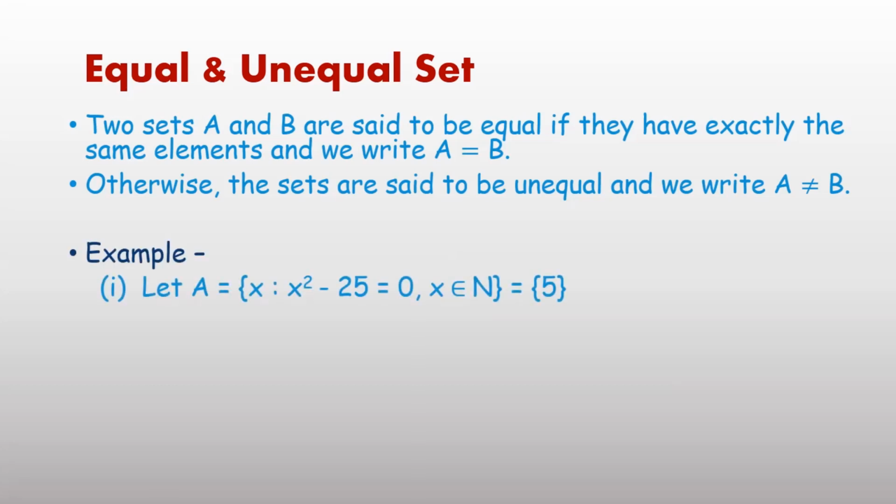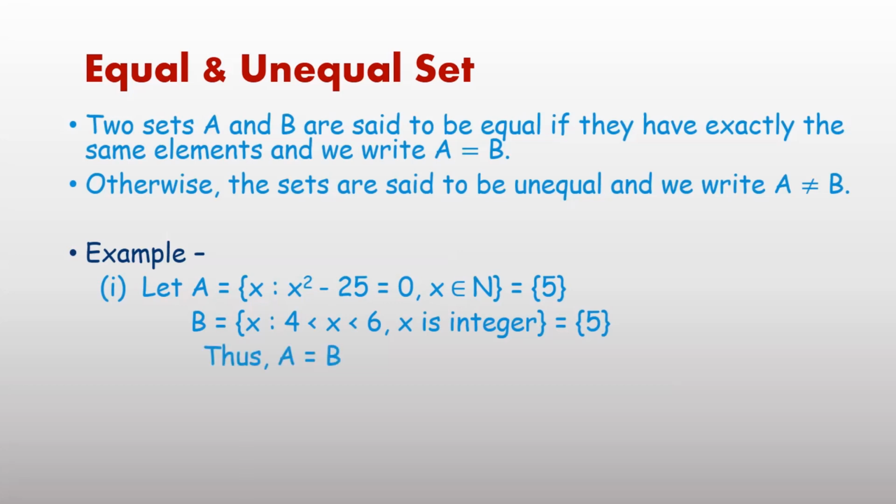For example, x square minus 25 equal to 0, x belongs to N. If you solve, you will get two values of x, plus 5 and minus 5. But x belongs to N. Therefore, only one value of x, that is 5. Set B is given. Integers between 4 and 6, only one integer is there, 5. Both sets A and B have the same elements, therefore A equal to B. Both sets are equal.